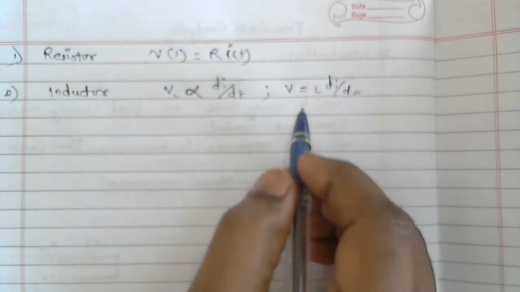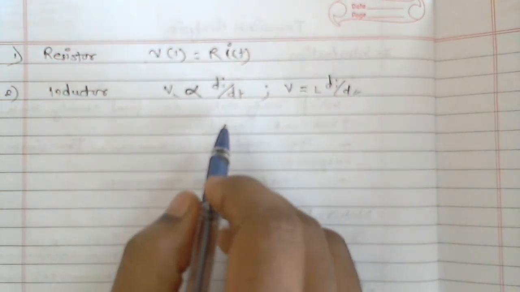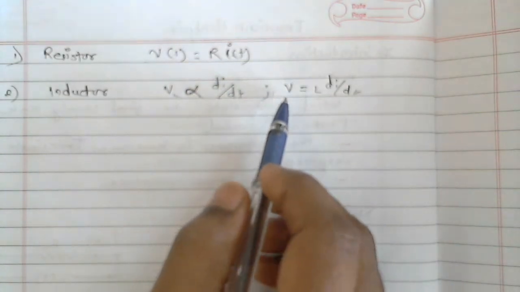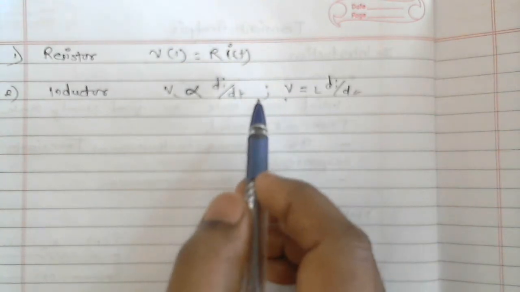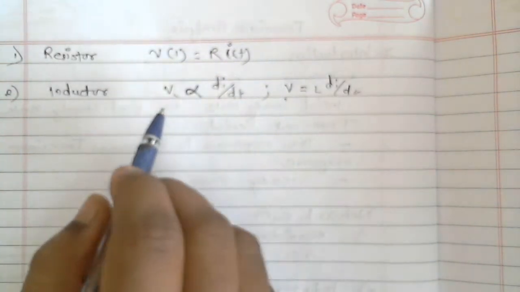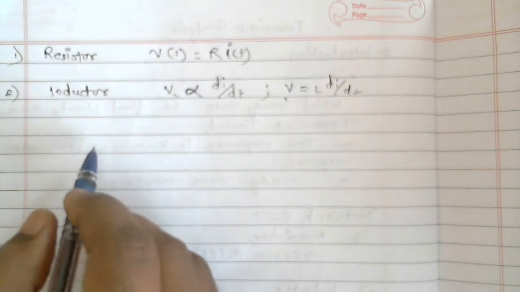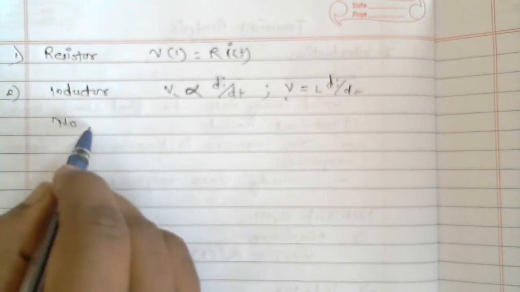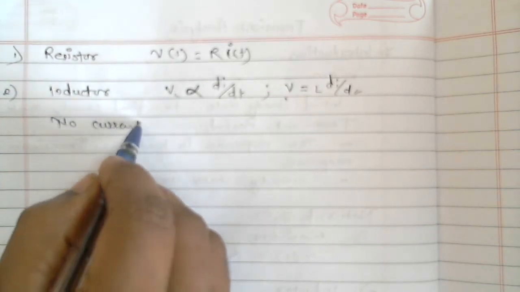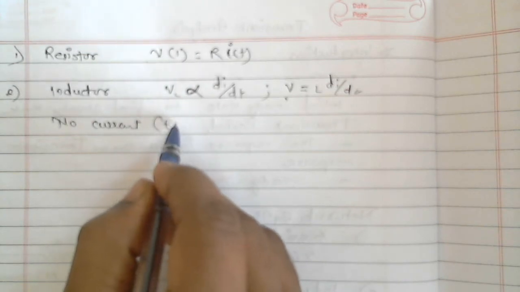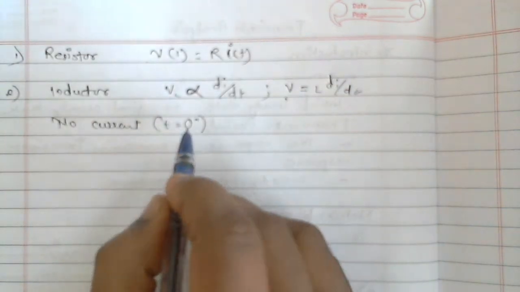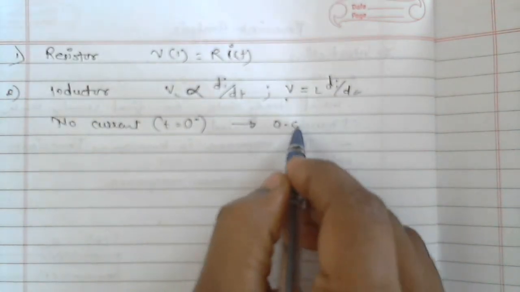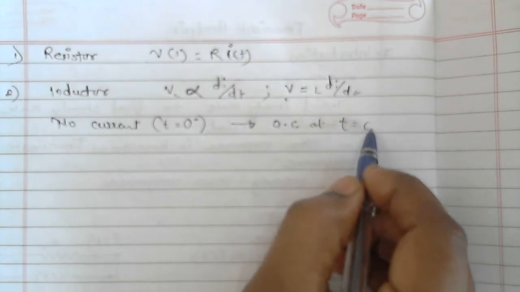You know, it is impossible to change the current through an inductor by a finite amount in zero time. If you want to do that, then we require infinite voltage across the inductor. So an inductor does not allow a sudden or abrupt change in current through it, right? So if there is no current flowing through the inductor at t equal to 0 minus, then the inductor will act as an open circuit at t equal to 0 plus.